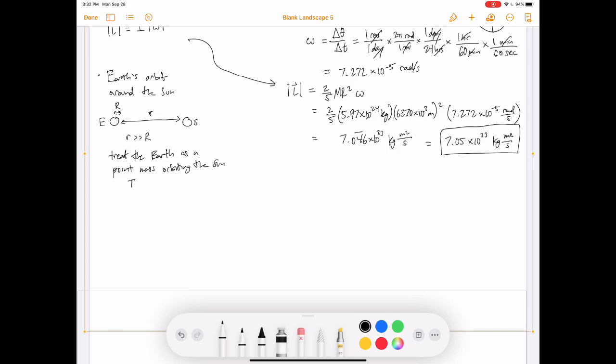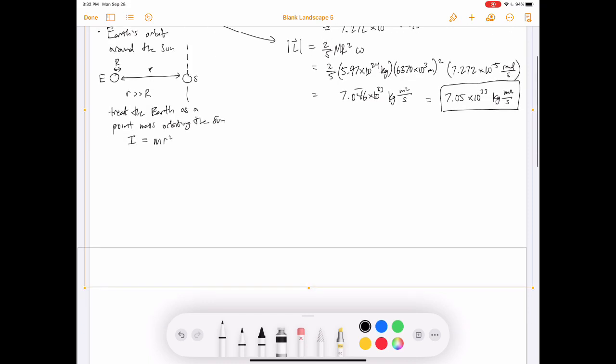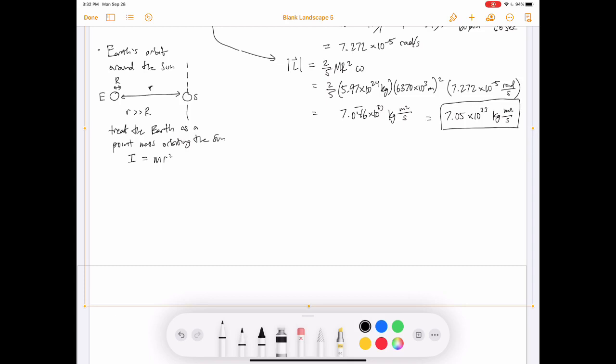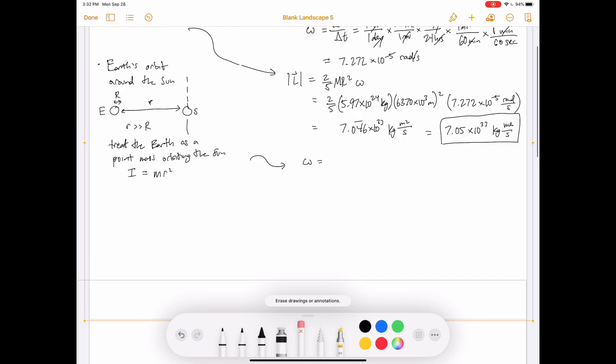And in this case, the moment of inertia for a point mass, if you recall, is just mr squared, where r is the distance between that point mass and the axis of rotation. So, what about omega in this case? Well, omega is going to be not 1 revolution per day, but 1 revolution per year, because it takes 1 year for the Earth to orbit around the sun.